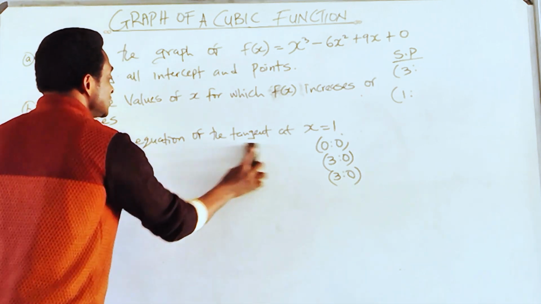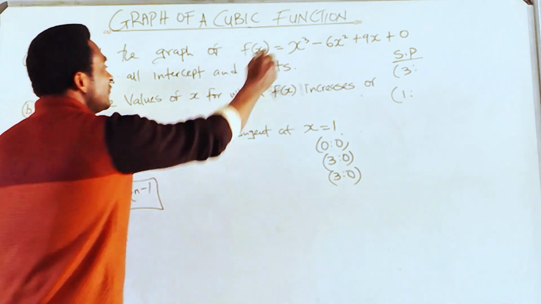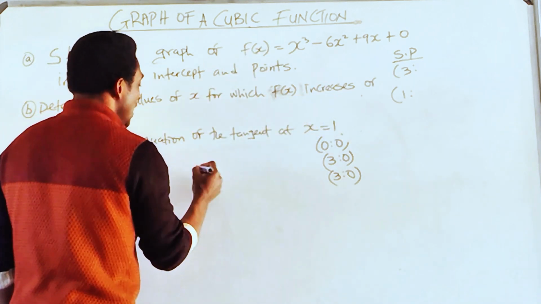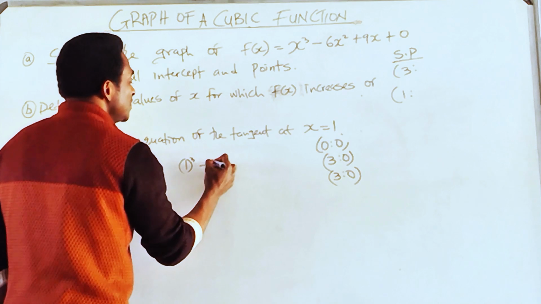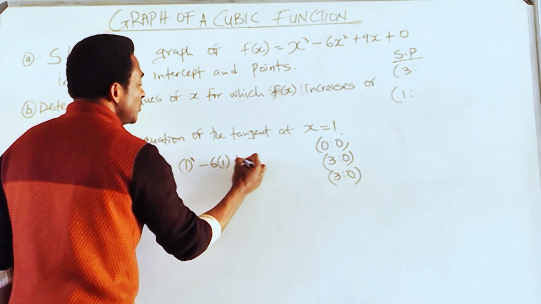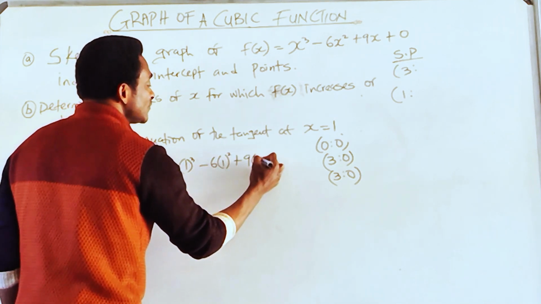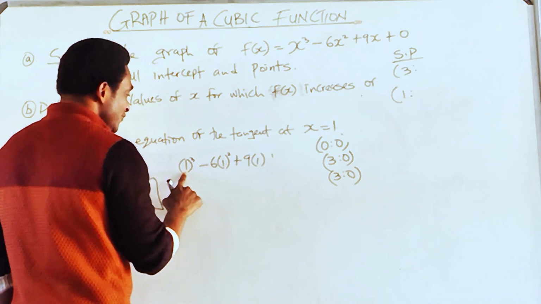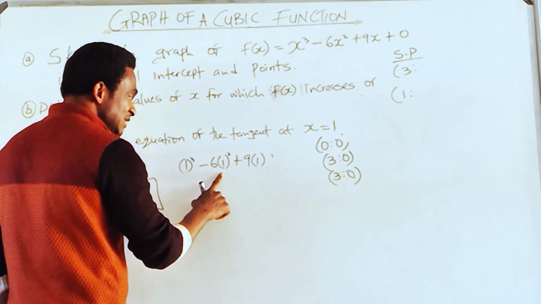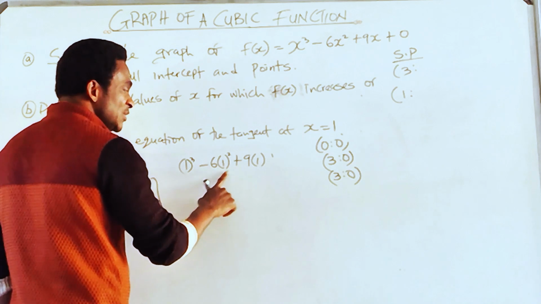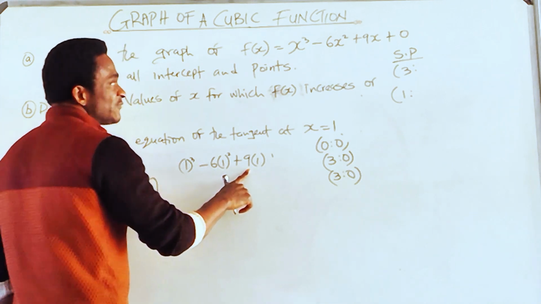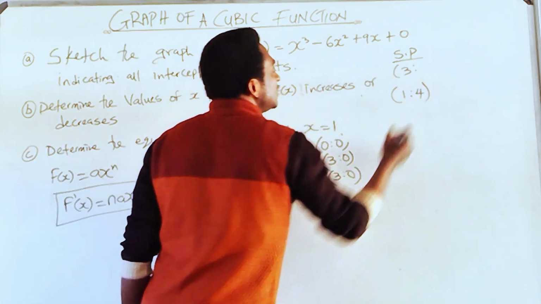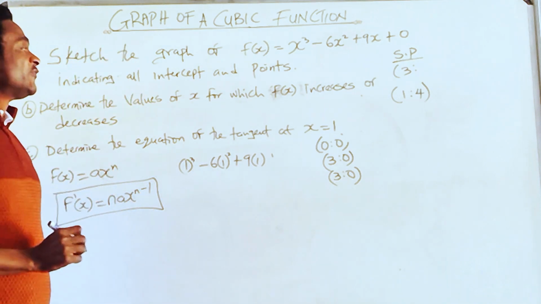So, let's go there. Let's start with 1. I have 1 all cubed minus 6 times 1 plus 9 times 1. That will give me 1 minus 6 is minus 5, plus 9. That is 4. So for this, the y is 4.